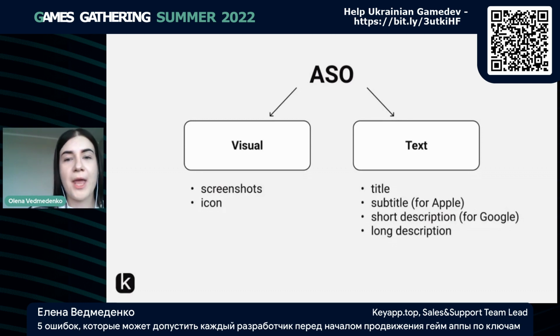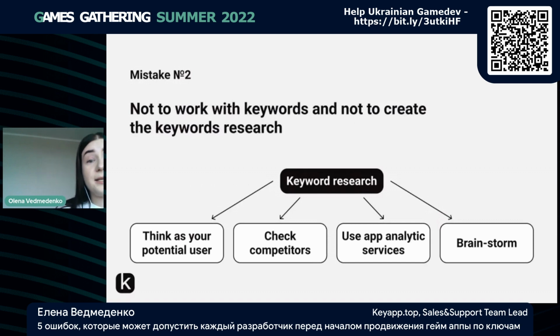The second mistake is not working with keywords and not creating keyword research on a permanent basis. It is needed just to understand what keywords the app has at this stage and what new keywords the app can get in the future, so as to get organic traffic.